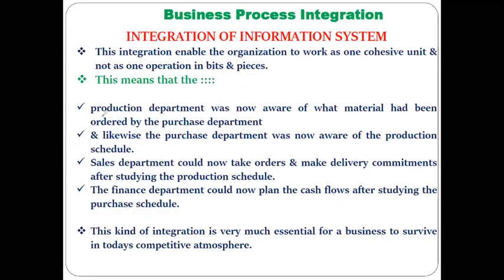So simply that what I would discuss here ki purchase department is always having the knowledge of production schedule, and accordingly purchase department can give the order of purchase of the raw material. Accordingly, finance department can manage the money for the purchase department. Accordingly, the sales department can give the promise to their customer when their product will get delivered, etc., etc. So that is the main benefit of having the integrated information system. Clear?